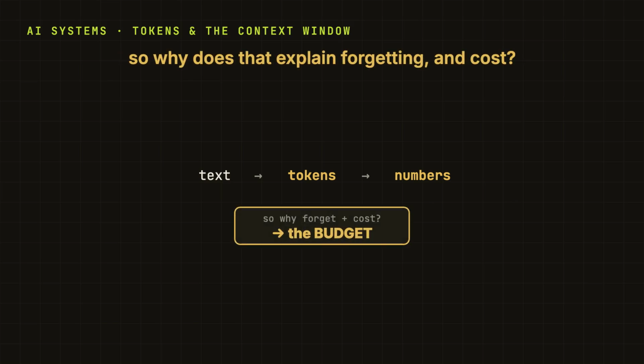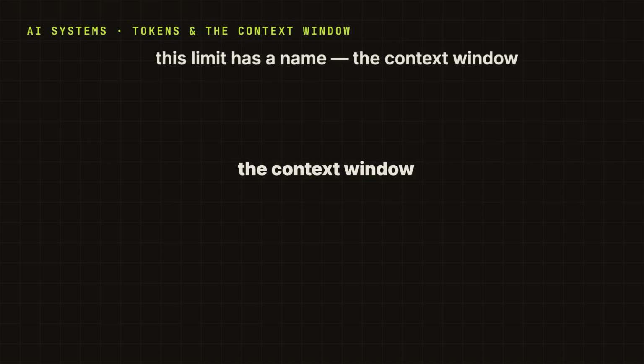So why would that explain a chat forgetting your name and your bill creeping up? That's the budget. So the model can only take in so much at once. There is a maximum number of tokens it can look at in one go. And that limit has a name, the context window.